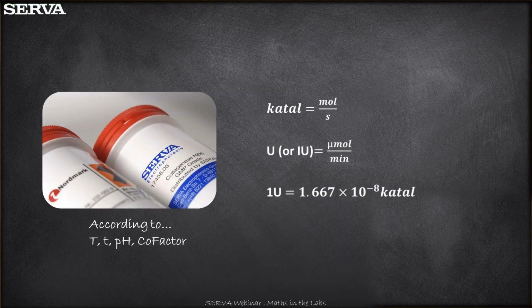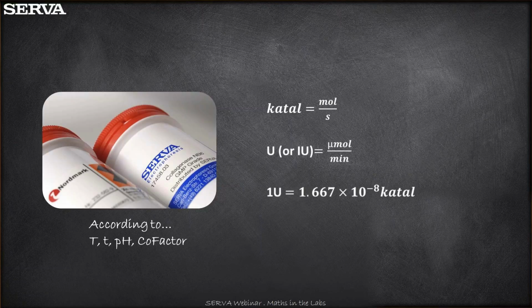The only unit I want to address is Katal, due to the frequent requests in our tech serve. So if you buy our collagenase, for example, you always get this Katal value. The unit describes the conversion of 1 mole of a substrate by an enzyme per second. Please note that this value is dependent on many factors, so please read the manual quite well, so that you are sure to have the right Katal.